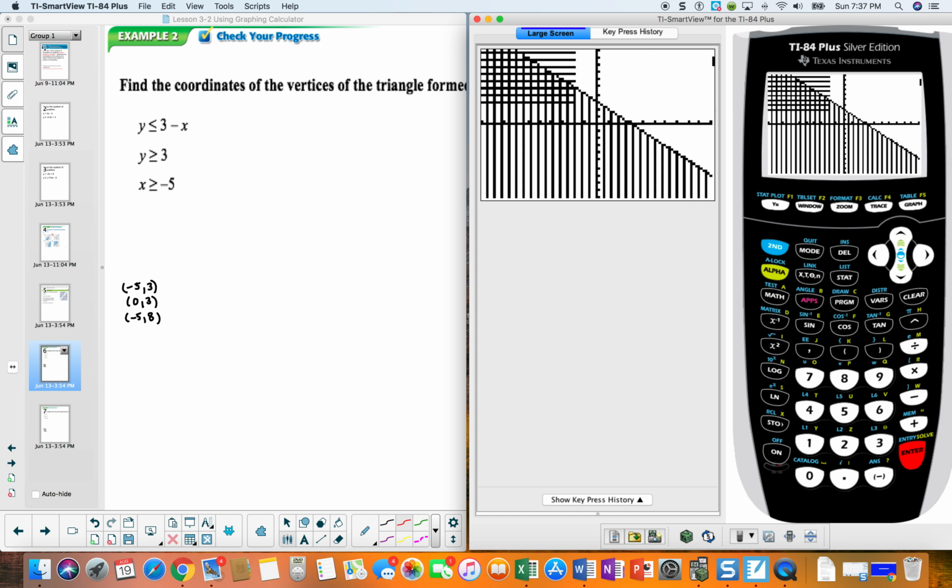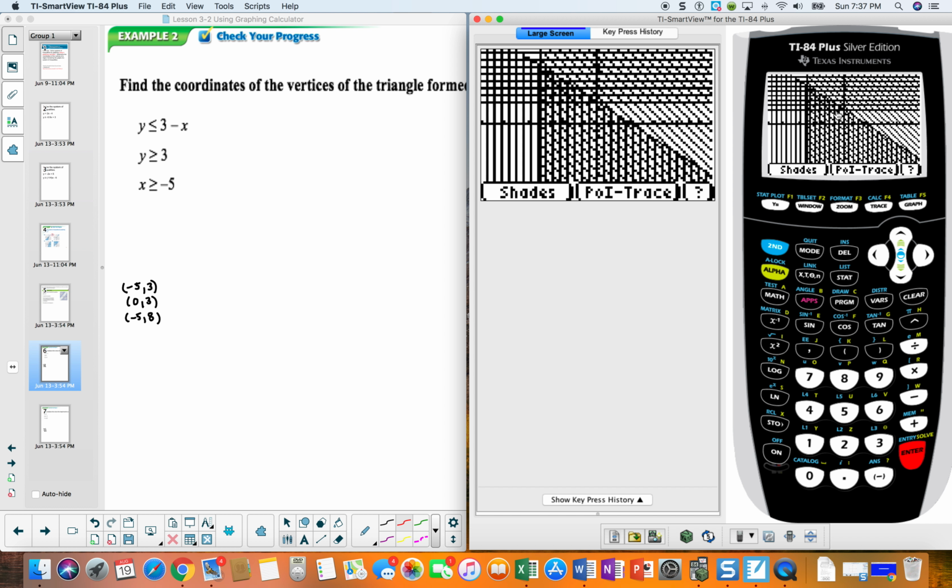So there's my first one. There's my horizontal, and you can see I have a triangular area right here. This is my triangular area where they all meet. So I can press alpha, and then zoom, and it'll start giving me my points. Now that's one of the points, 0, 3, and then I can press left arrow, and I get negative 5, 8, which is one of my other answers. And then I can go down. Well, I'm getting that one again. And here we get the negative 5, 3, which is our other corner of the triangle.